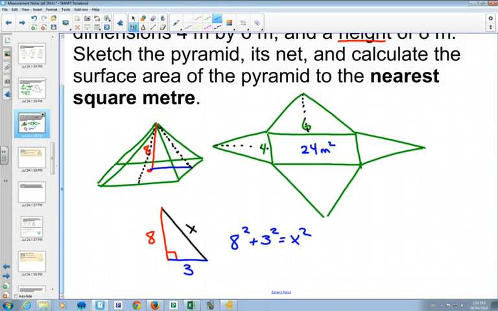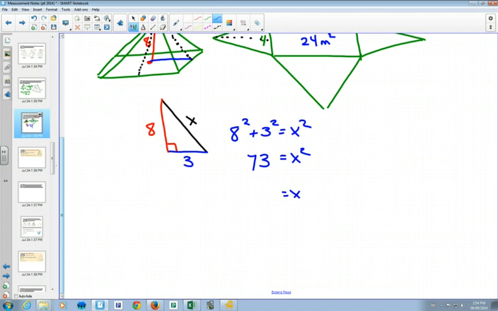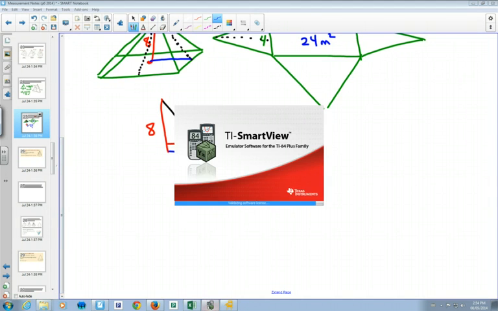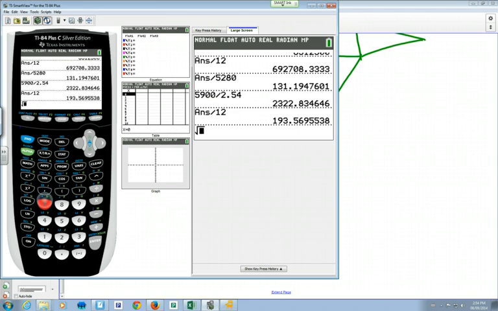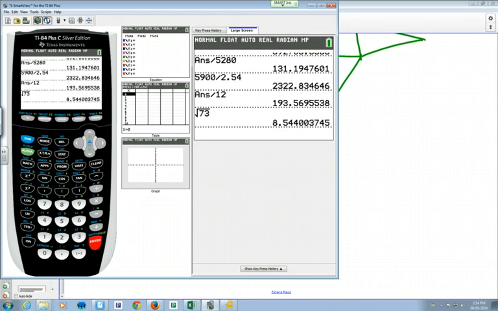And 64 plus 9, 73 equals x squared. So x is equal to... let me turn on my calculator here. I'm going to show you some pretty cool stuff with the calculator as well. Square root. So for your square root button on your calculator, you're going to have to hit second, and then square root of 73. And 8.54.